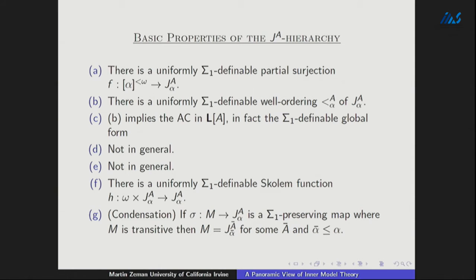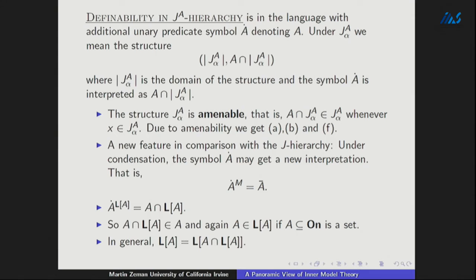Again, we will see in the case of extender models that it's sometimes true that we condense to the same predicate, which will be relevant in many situations, but not always. So let me just say again, that when we condense to something else, we have this symbol, but in the condensed structure, the symbol may be interpreted as a different set, a different predicate.